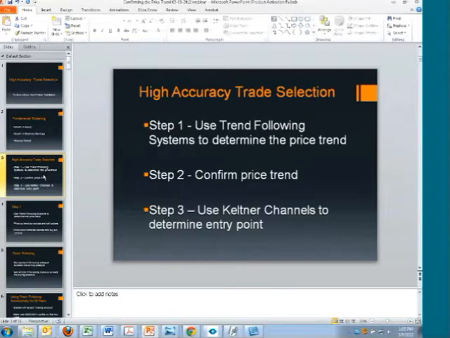And then we have a three-step trade selection process. Step one, we use trend following systems to determine the price trend. We have to do that first before we can do step two, which is confirming the price trend, and step three, using the Keltner channels to determine an entry point.